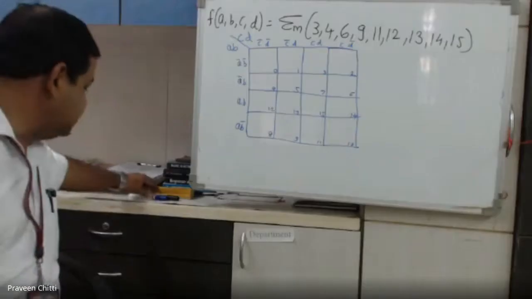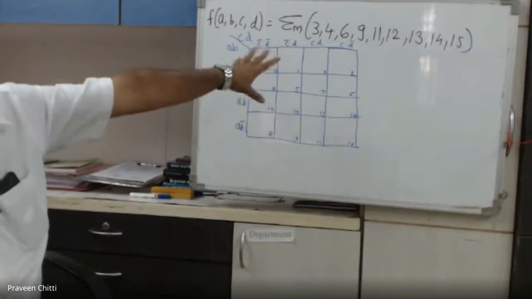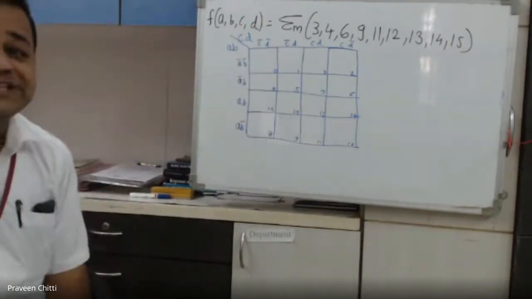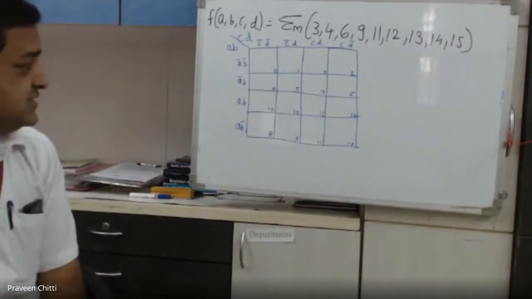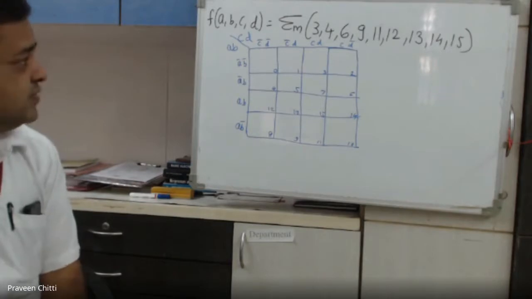Yes, sir. Okay. What is the next step now? I have drawn the 4 variable K-map. I have written the variables vertically and horizontally. What is the corresponding cell? Literally everything is written, the cell numbers are also written. What is the next step now?